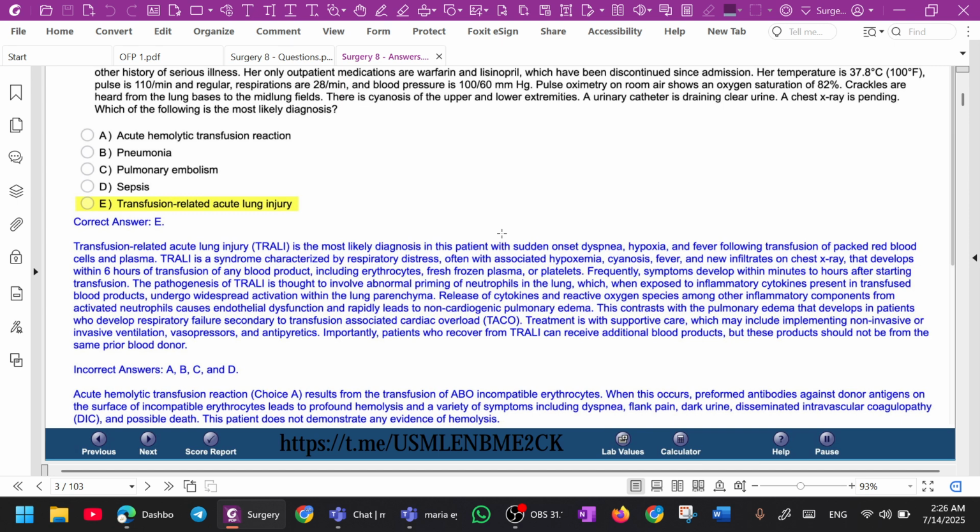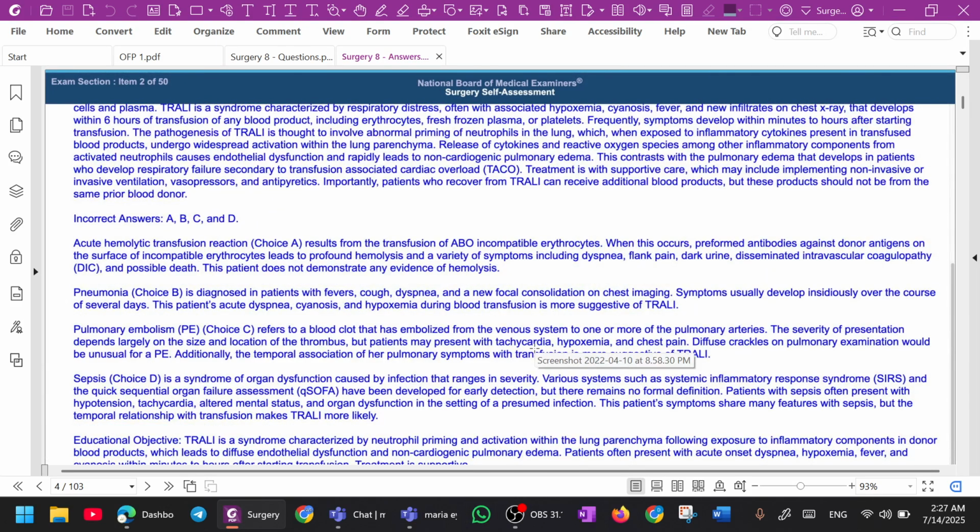No, pulmonary embolism. It refers to a blood clot that embolizes from a vein to one of the pulmonary arteries. The severity of presentation depends largely on the size and location of the thrombus, but tachycardia, hypoxia, and chest pain are typical; diffuse crackles on pulmonary exam would be unusual. Additionally, the temporal... Next.